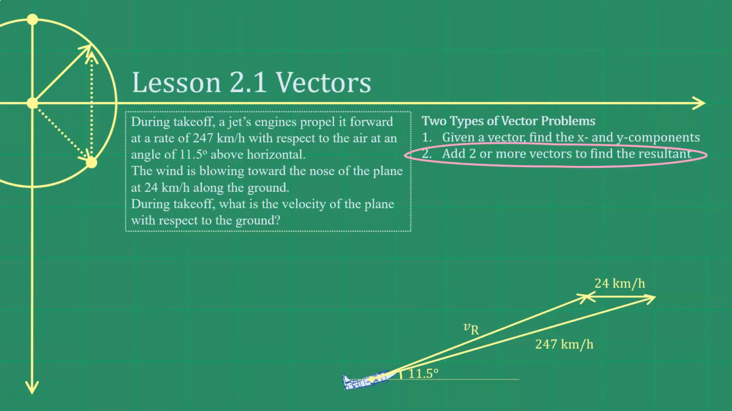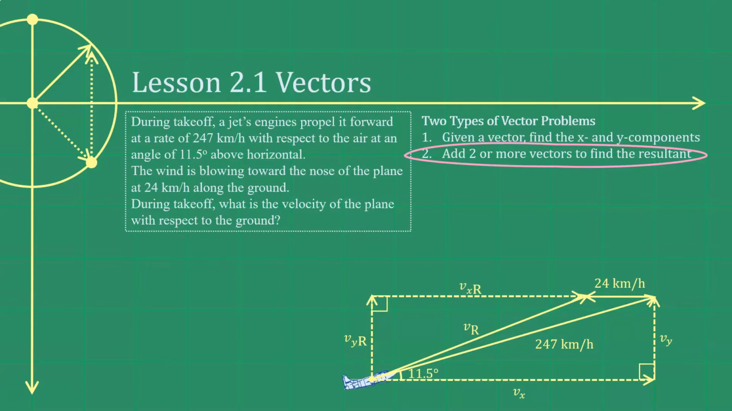At least according to this diagram, it looks like it's going to be slower. So how am I going to figure this out? Well, I'm going to use the same techniques that we used in the previous problem. I'm going to use trig functions to figure out what the components are. My first vector is going to have an x velocity and a y velocity component, and then the resultant vector is going to have an x and a y component. And I should be able to figure out what these components are.